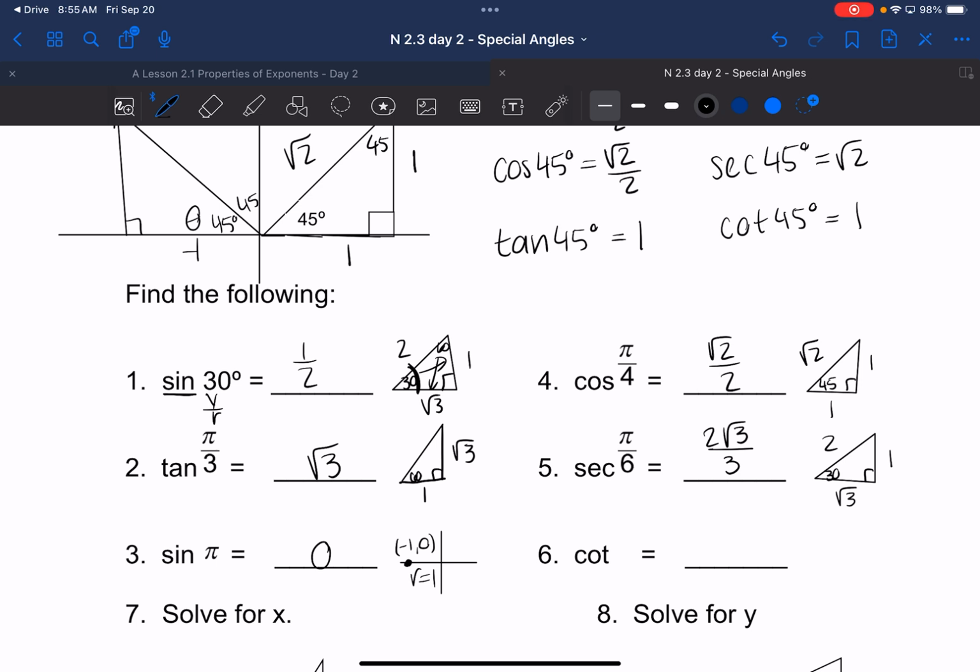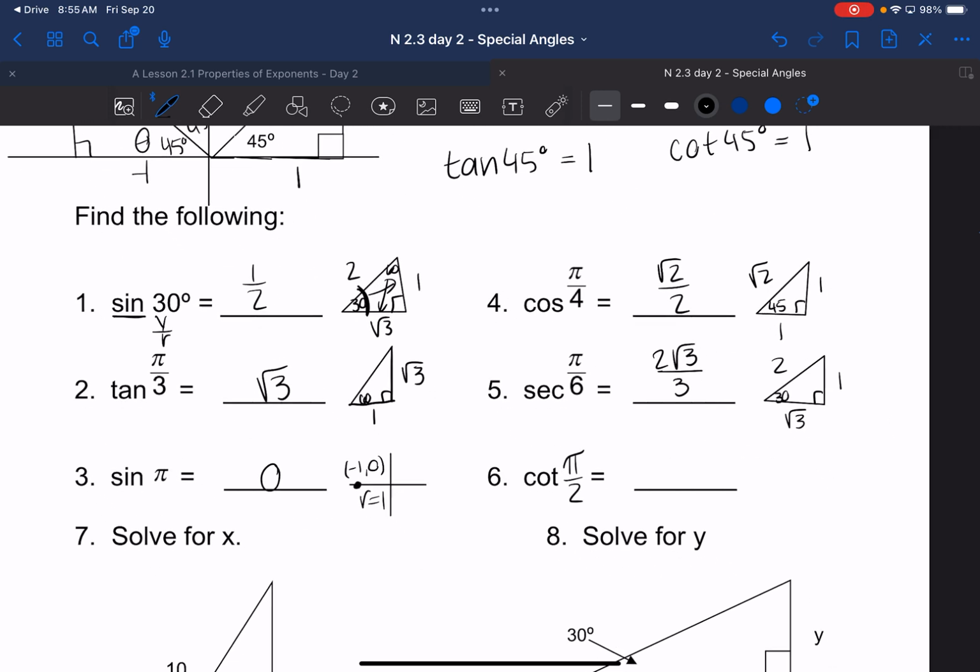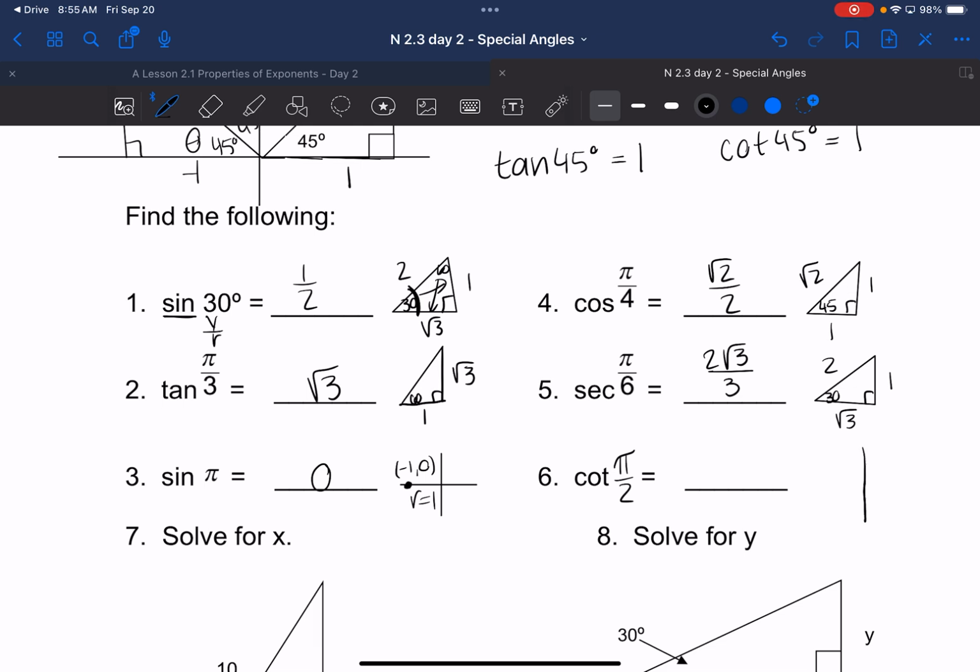Okay. All right, and then this one it deleted. This is supposed to be pi halves right there. Cotangent of pi halves. Okay, so pi halves, that's on my positive y-axis, right? So what's that coordinate point? 0, 1. And remember, r is always 1. So cotangent, we don't need r. We only need x and y. So what is x over y going to be? 0 over 1, which is just 0. Good. Okay.